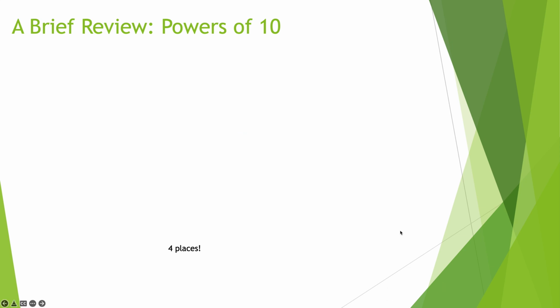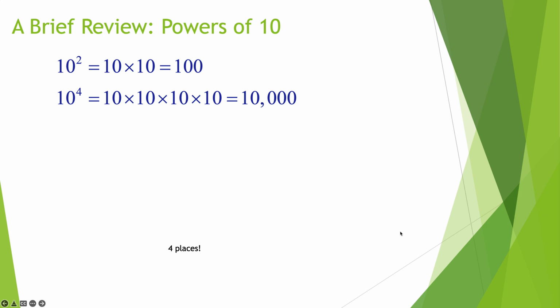The first is the powers of 10. 10 squared is 10 times 10, right? That means square something means multiply it by itself. So 10 squared is 100. 10 to the fourth is 10 times 10 times 10 times 10, which is 10,000, okay?